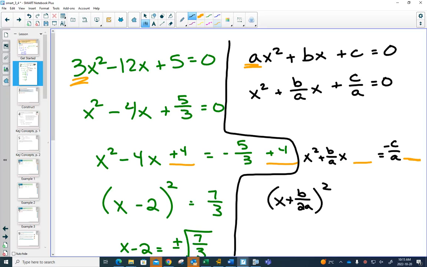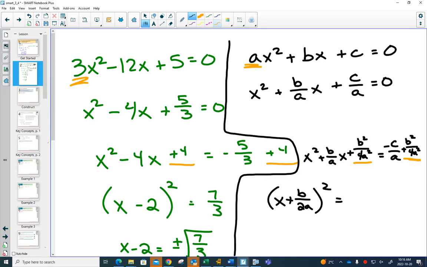How did I fill in this space and get the plus 4? I multiplied this out, right? And I always had to square this. So can you see that you would have a b squared over 4a squared there? And so if I add that to that side, I have to add b squared over 4a squared there. Equals.